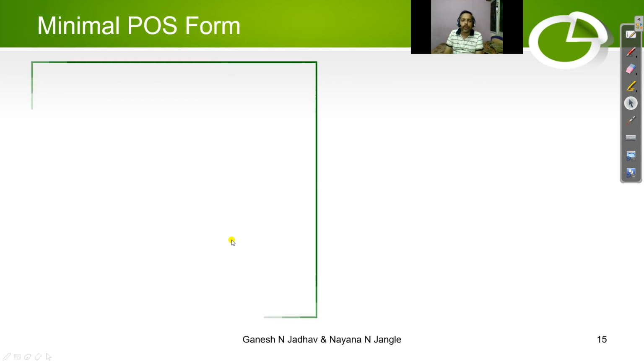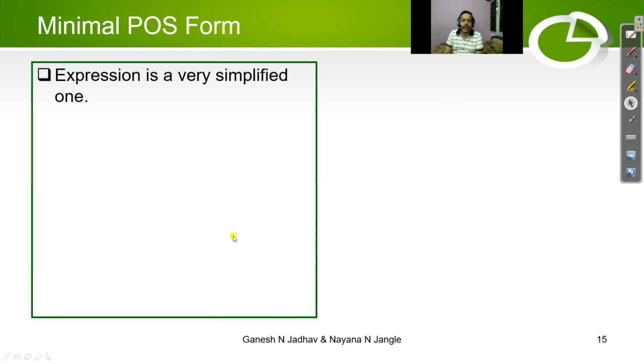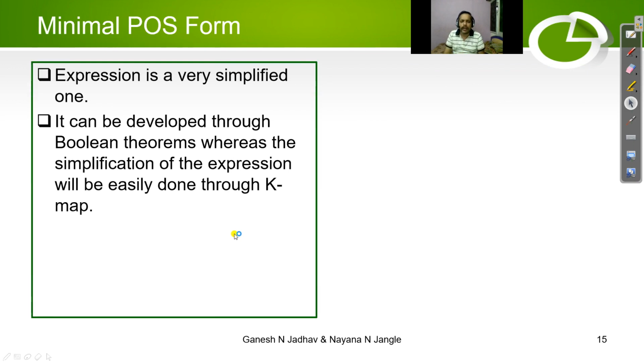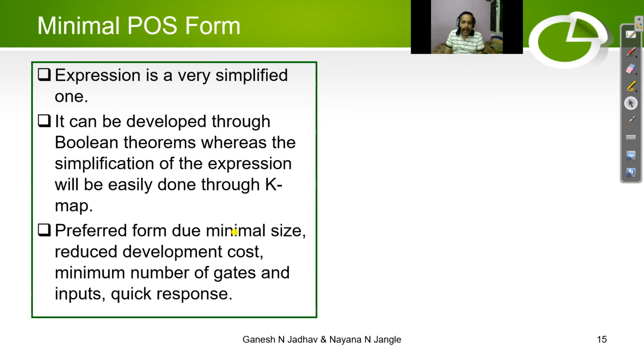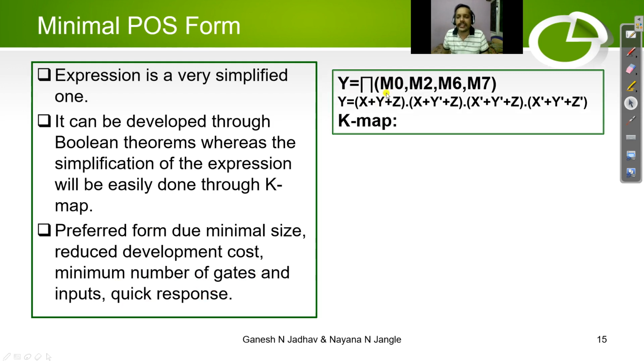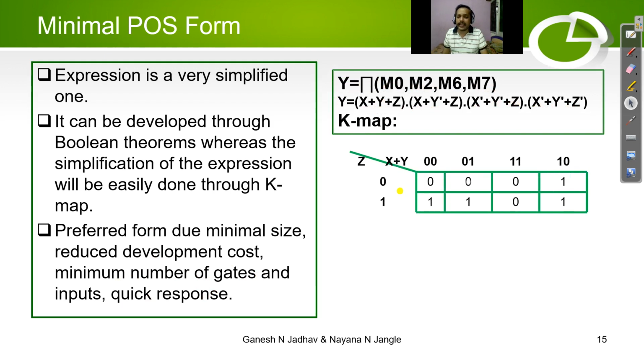Okay, let's see what is the minimal POS form. In the minimal POS form, the expression is very simplified. It is developed through the Boolean theorems, whereas simplification is through the K-map. And it is preferred due to the minimal size, reduced development cost, minimum number of gates, inputs and quick response. So let us consider that I have output M0, M2, M6 and M7: x plus y plus z, x plus y dash plus z, x dash plus y dash plus z, x dash plus y dash plus z. If I implement the K-map for this, in the next session we are going to see what a K-map is. So we have to group the zero combinations.